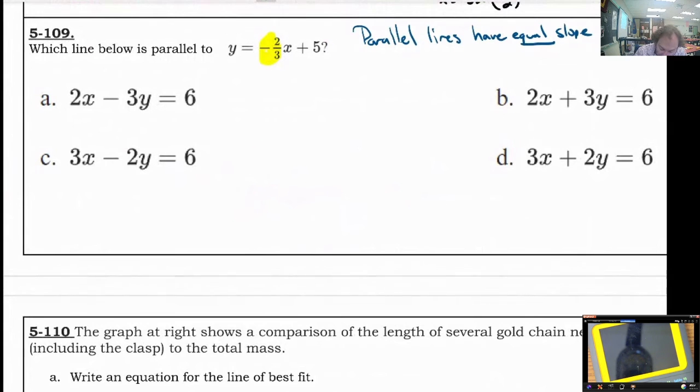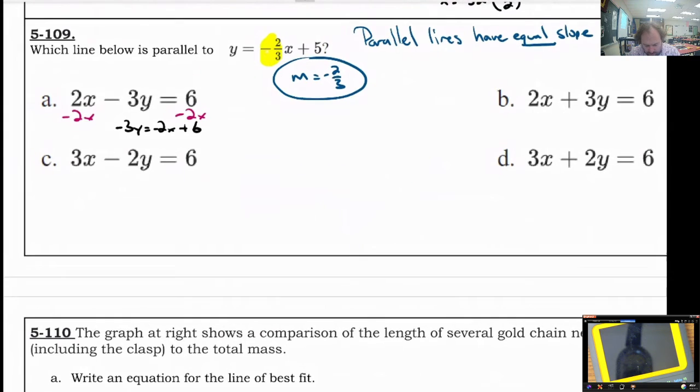So the slope of this line is m equals negative 2/3. So what we're looking for is which one of these equations has that slope of negative 2/3. You'll notice that none of our choices are in y equals format, so the challenge is to put them into y equals format. Now, if I was going to do this first one here, I would subtract 2x from both sides, and I would have negative 3y equals negative 2x plus 6.